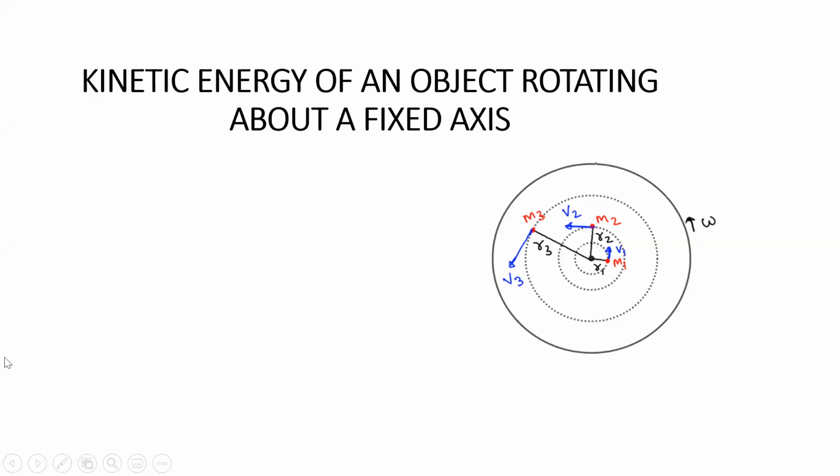Okay, so to get a good idea about moment of inertia, the first thing that we need to do is get an understanding of how to calculate kinetic energy of any object which is rotating about a fixed axis. Here I have not taken any specific object. It looks like a disk, but you can take any object.